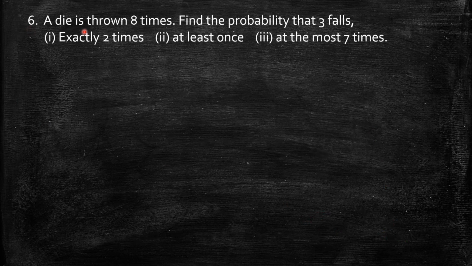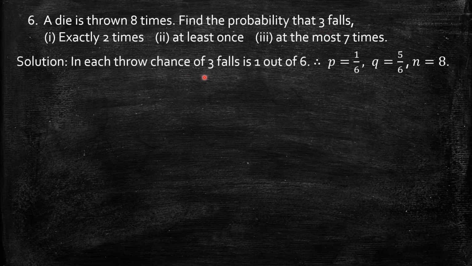Problem number 6. A die is thrown 8 times. Find the probability that 3 falls exactly 2 times, at least once, at the most 7 times. Here we want to first find the probability of getting 3 in throwing a die. So in each trial, while throwing a die, we have 6 possible outcomes, 1 to 6. In that, getting 3 is 1. So therefore, in each throw, the chance of 3 falls is 1 out of 6. That means P is 1 by 6. So Q is 1 minus P, that is 5 by 6.